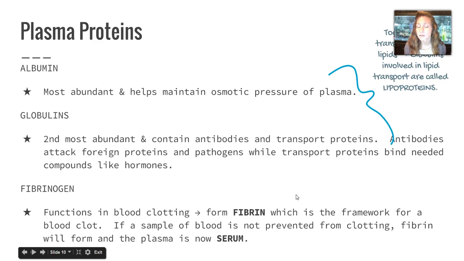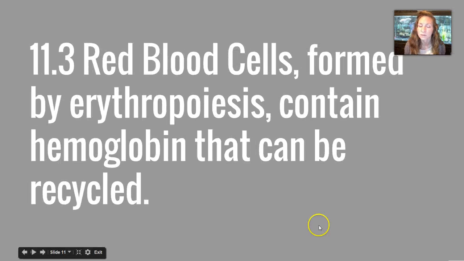If we were to take samples of blood that we don't prevent from clotting intentionally, usually, fibrin will form. That plasma is now called serum, and different testing can be done on serum than can be done on plasma. Our red blood cells are covered in 11.3, and they are formed by erythropoiesis.